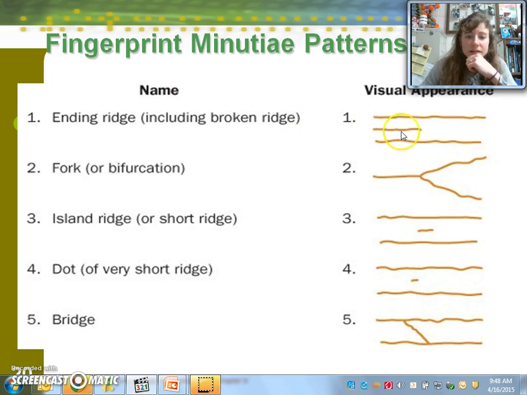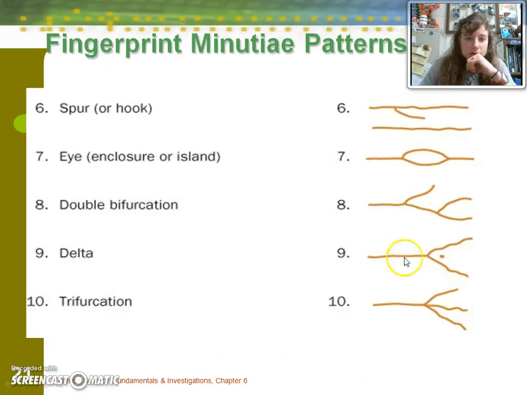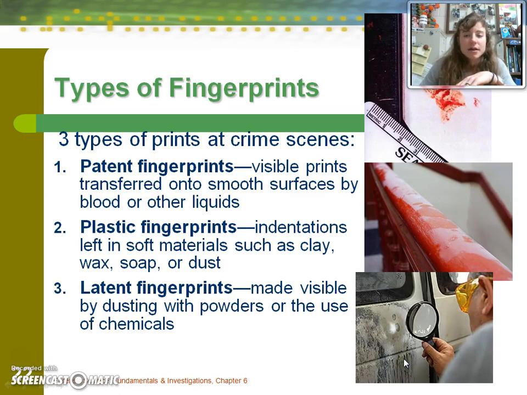So we've got an ending ridge where the ridge just ends. A bifurcation is a big deal where it splits in 2, island ridge, dot, bridge. Okay, spur or hook, an eye or enclosure, kind of like a bubble. Double bifurcation, again a delta, and a trifurcation. Those are the 10 minutia points. And then beyond that, there's a third level of detail, which would be like creases or scars that exist in that person's prints. Now, there are 3 types of prints.